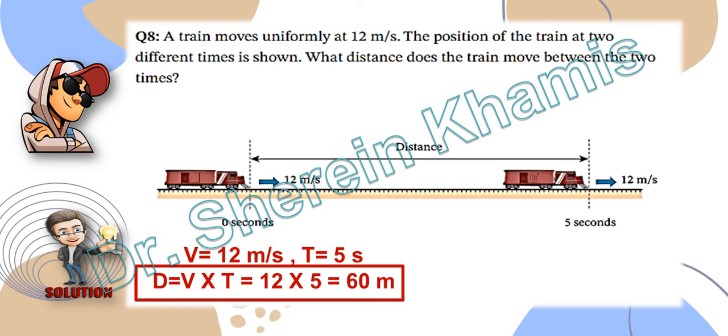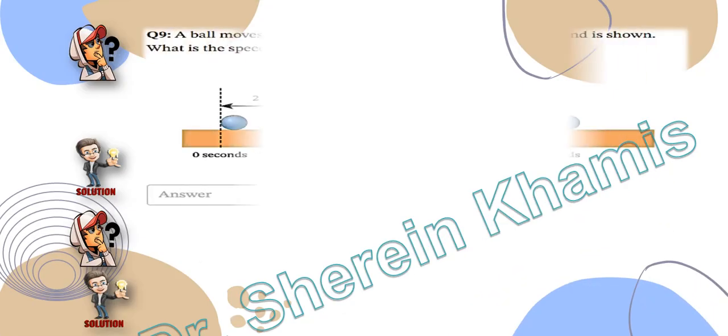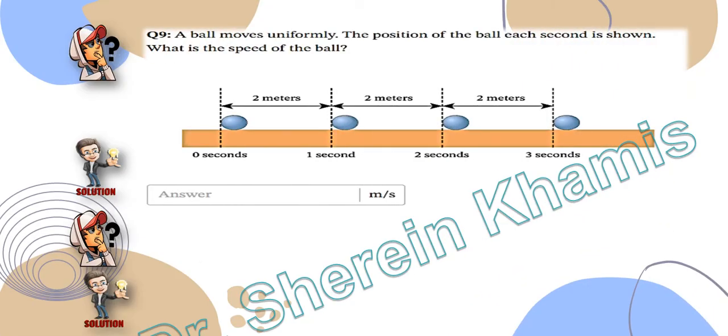Okay, let's go to question 9. Question 9 says that a ball moves uniformly. The position of the ball each second is shown. What is the speed of the ball? The ball moves with a uniform speed. Here 2 meters in 1 second, and 2 meters also in 1 second, and 2 meters also in 1 second. We want to get the speed.